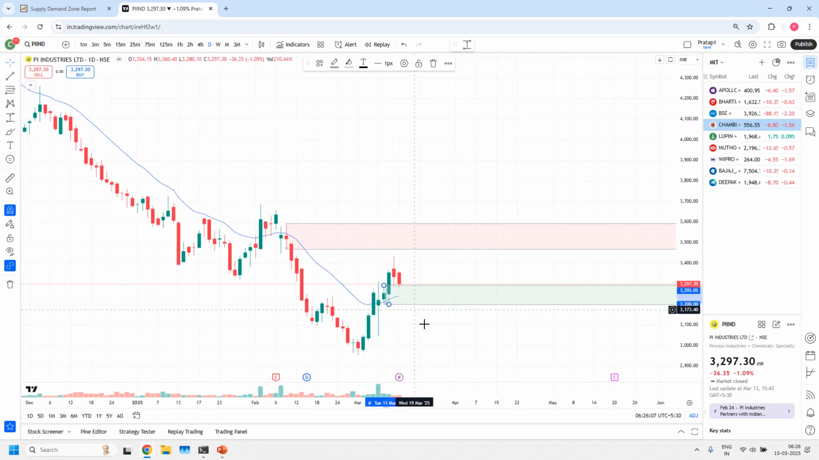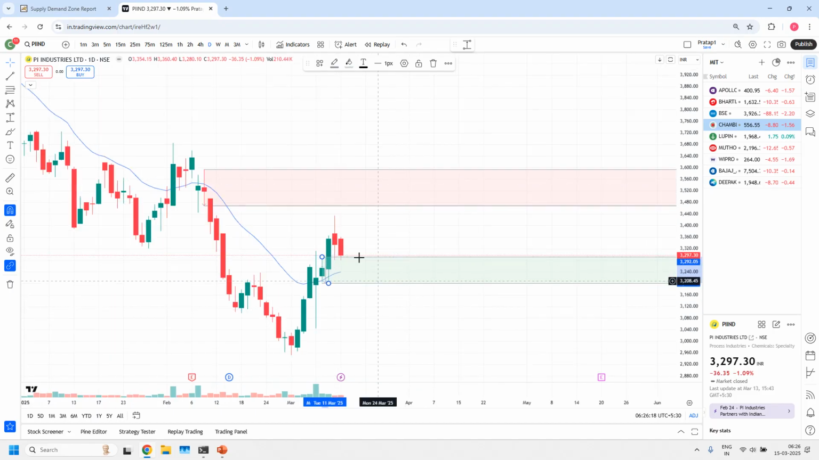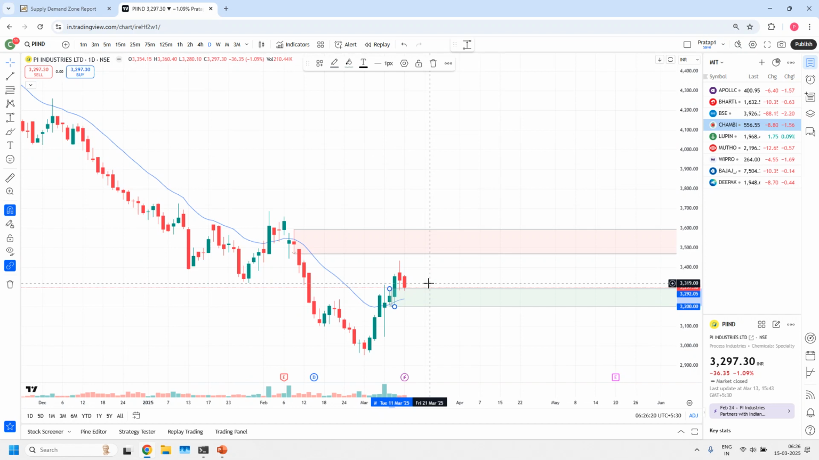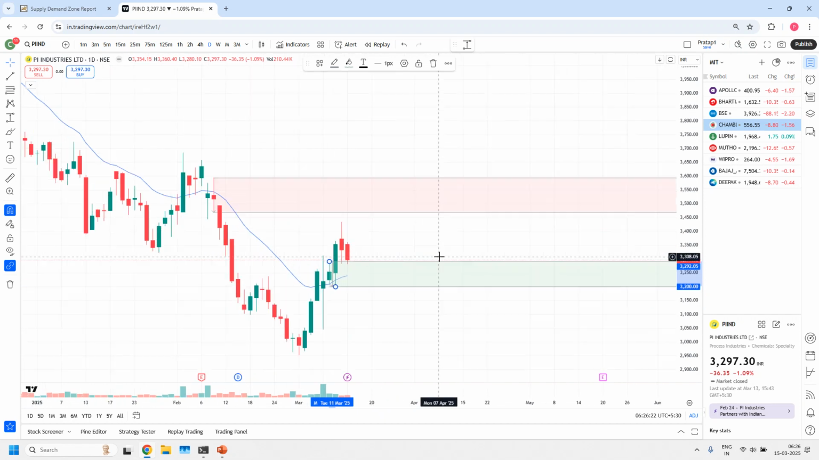As long as a new supply zone is not created, this is valid. If a new one is created, this is no more valid until the new one is violated. Remember, all these are lower time frame zones. If an intermediate time frame supply zone is violated, at that time the bearish trade setup will change to sideways.